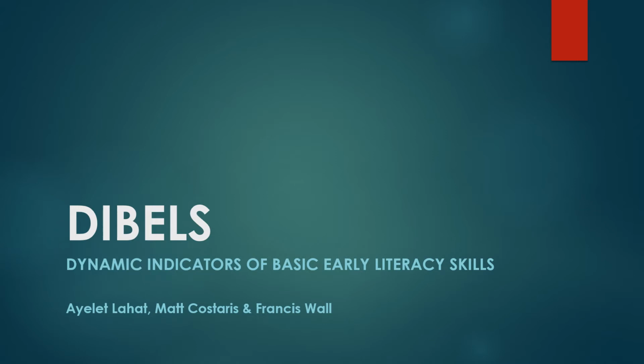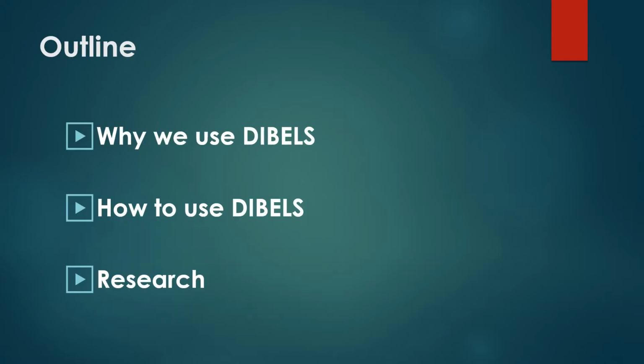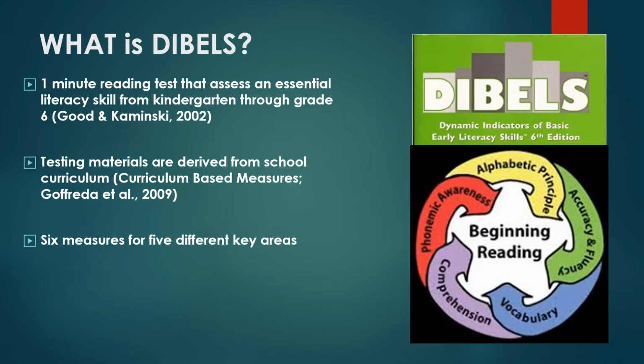This presentation is about DIBELS, Dynamic Indicators of Basic Early Literacy Skills. We will first describe why we use DIBELS, then explain how to use it, and finally we will present some research related to DIBELS. DIBELS is a test of reading.